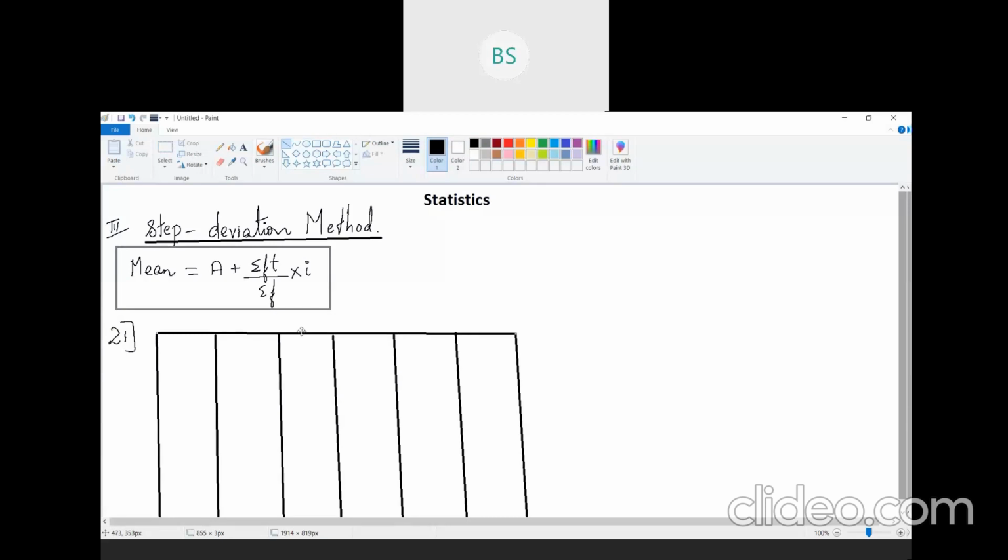On 19th, they have not mentioned the method, so you can do it by any one method. You can go for direct method, shortcut, or step deviation. On 20th, you have to find out the value A, no? So wherever you have to find out variable A or any variable, there you have to go by direct method always. Okay, so for finding out variables, always direct method, and any other sum where you have to find out mean, if they have not mentioned the method, you can do it by any of the three methods.